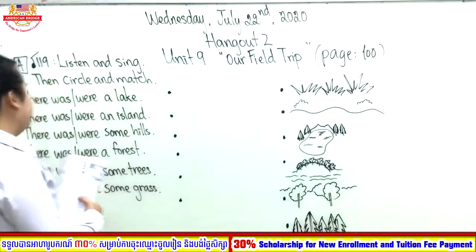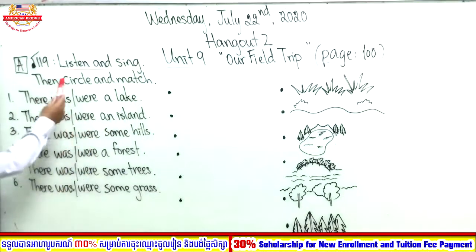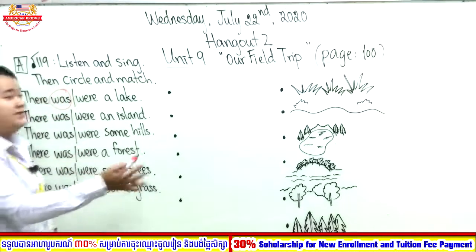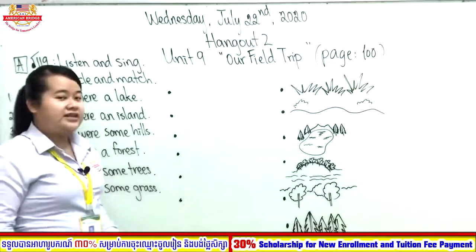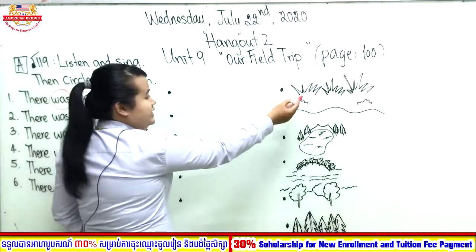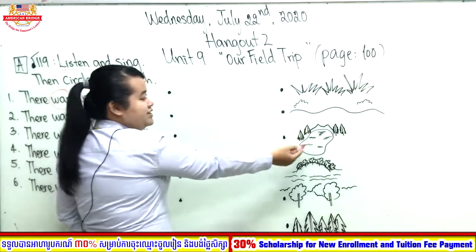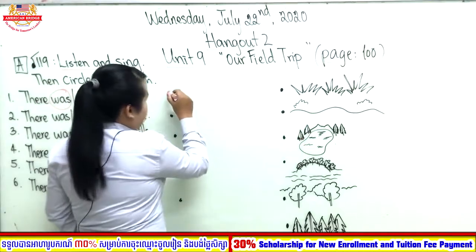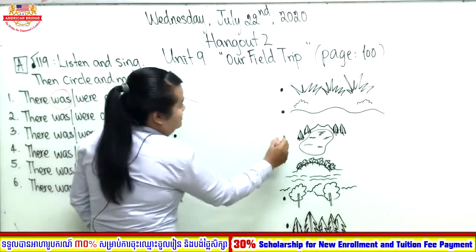Okay, so the first one is exercise A, listen and sing. Then circle at number 1. There was or there were. Great. So this one is there was, right? We need to circle there was a lake. So match to the picture. Great. So picture number 3, right? Okay, you can count in here. Picture number 1, picture number 2, and picture number 3. So we need to draw a line to go to picture number 3, right?